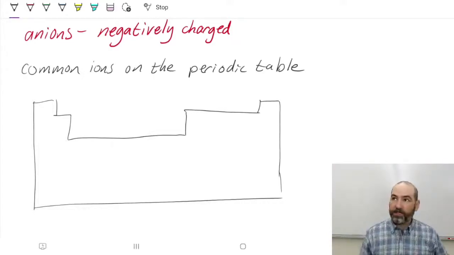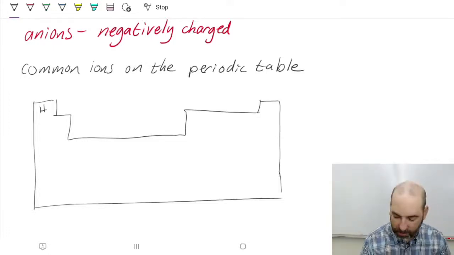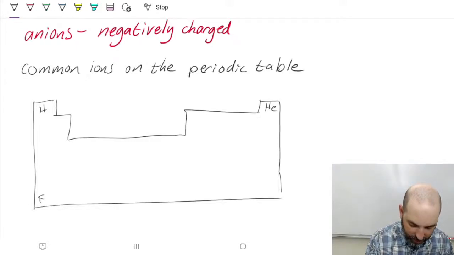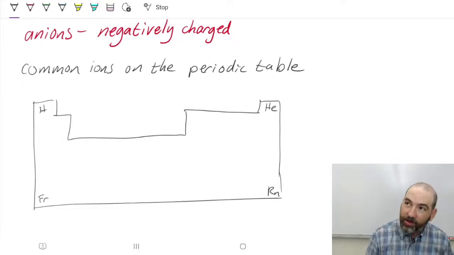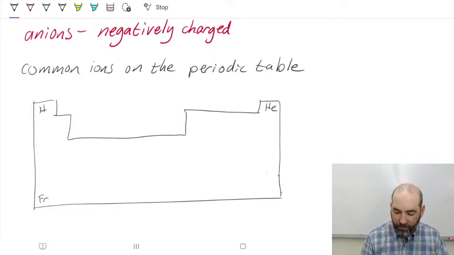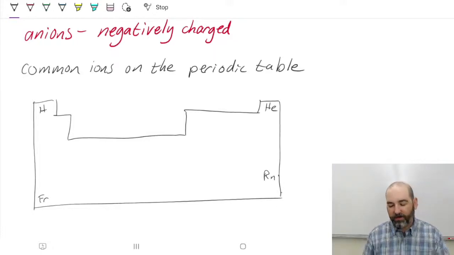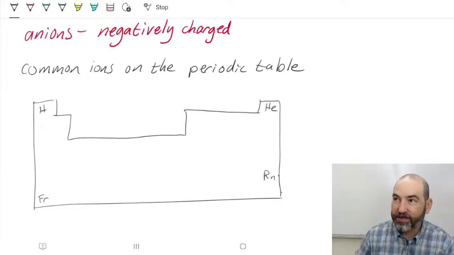So there's our basic shape. We've got hydrogen over here. We've got helium over here. Well, I'll just put in the corners here, francium and radon. There are some new ones below here now. I guess radon would technically be up a little bit higher because there's a new one under here now. But anyway, we'll just ignore the lanthanides and actinides for now.